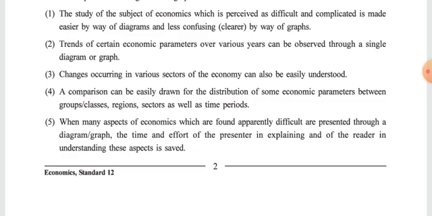Trends of certain economic parameters over various years. Here we are discussing the trend of population growth over 70 years, starting from 1951 to 2011, or we can say 2021. During these 70 years, the population growth and the percentage of population or total number of population can be easily understood with the help of a diagram.